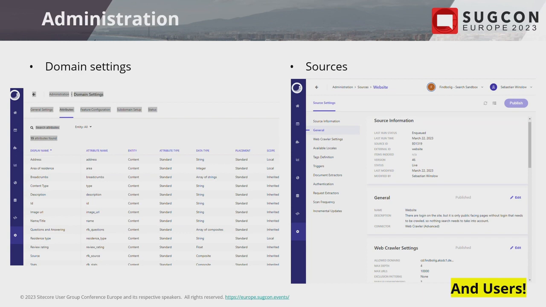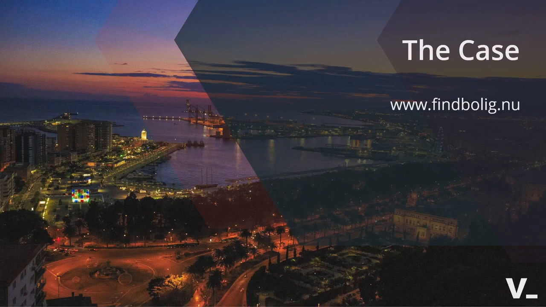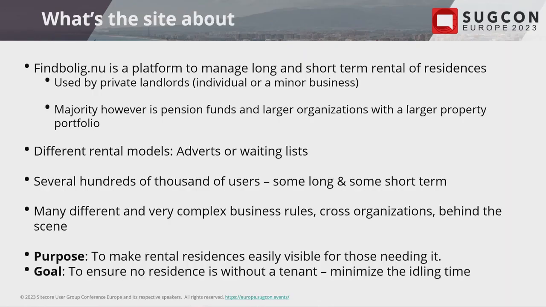Cool. The case that we were looking at, we'll just give a little bit of context to it. It's a Danish site called www.findbolig.nu, and that means find residence now. So it's a platform that is used to manage long and short-term rental of residences. It is used by private landlords. It is used by smaller companies. But moreover, it's used by big pension funds and large organizations that have big property portfolios.